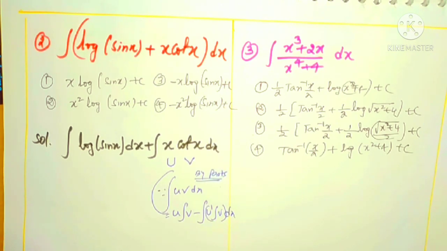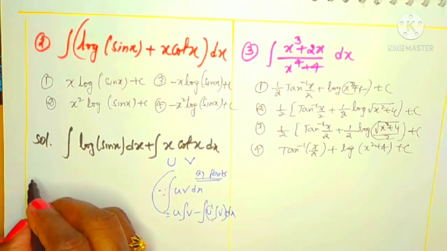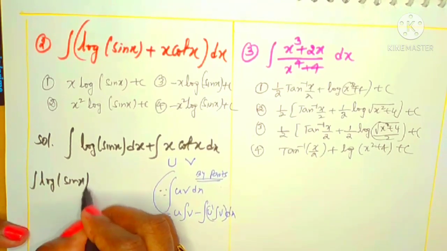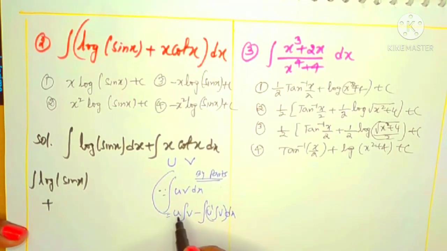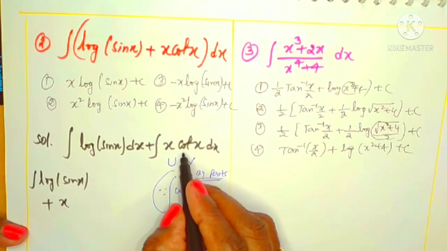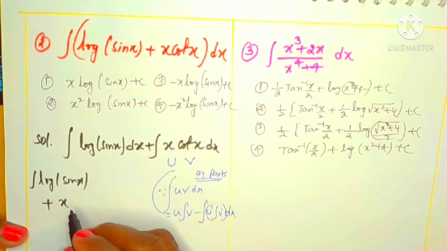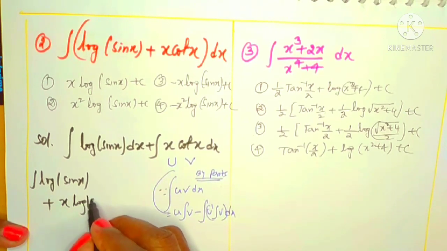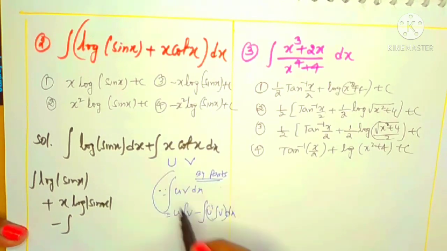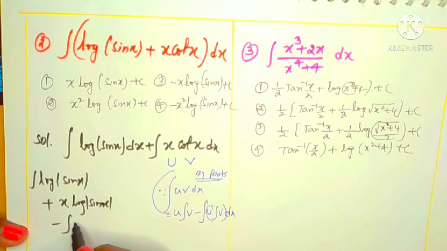So here, I am not disturbing the first term in any way, I am writing it as it is: log of sin x. Plus, according to this formula, what is u here? x. x times the integral of v. What is the integral of cot x? Yes, the integral of cot x is log mod sin x. With minus the whole integral of u', what is that? The derivative of x is 1. The integral of cot x, same as what I used here, is log mod sin x.